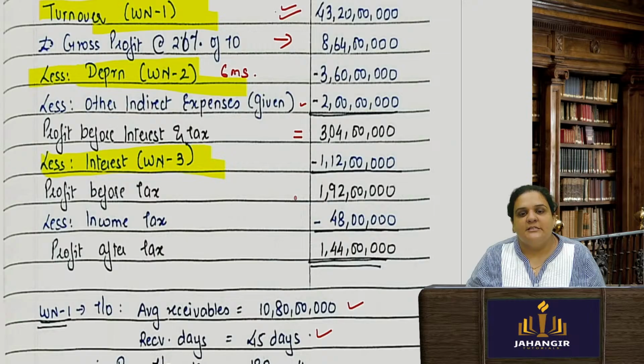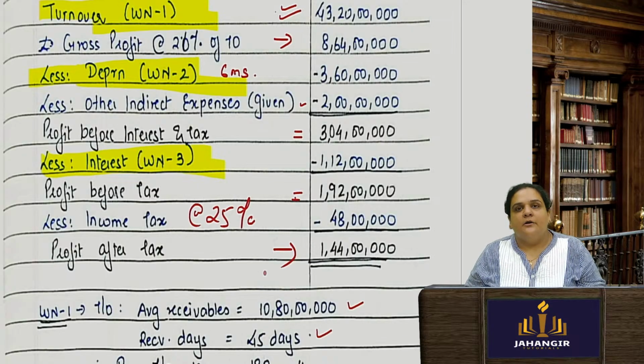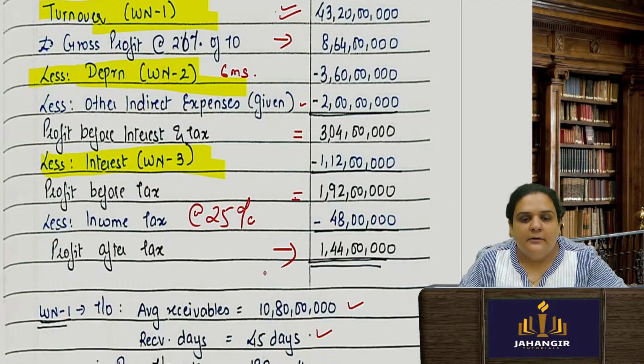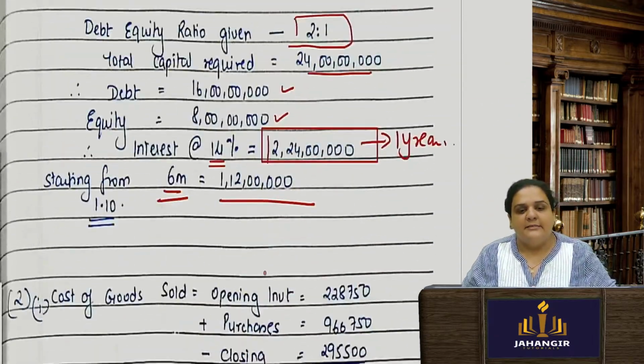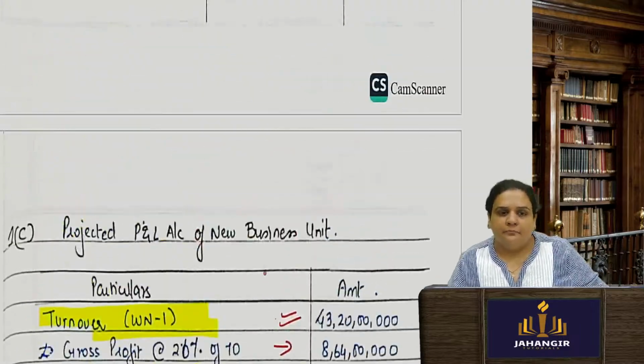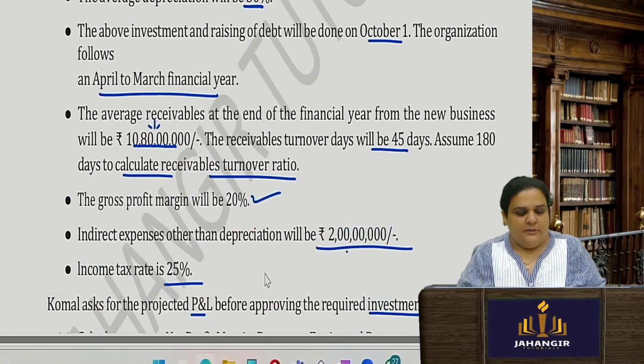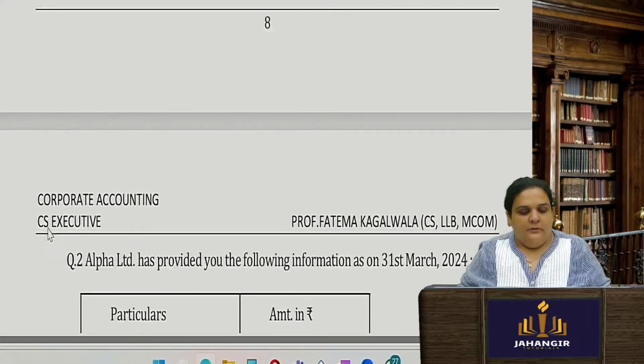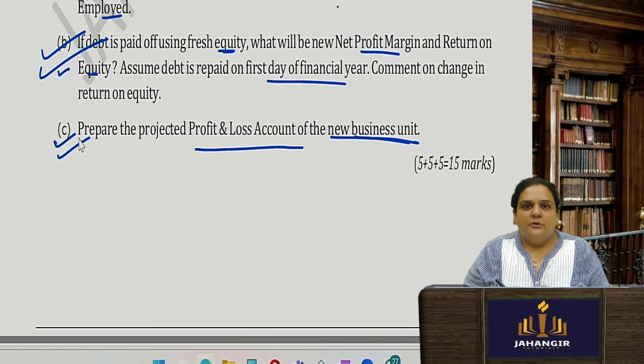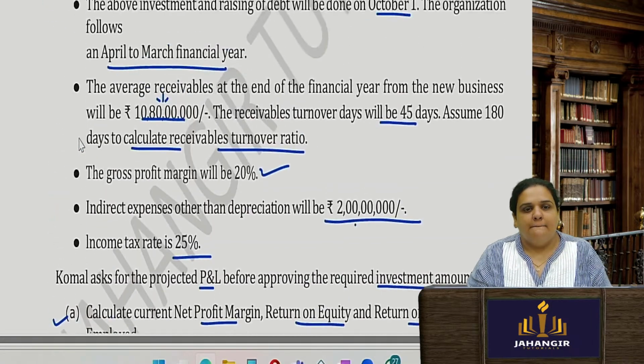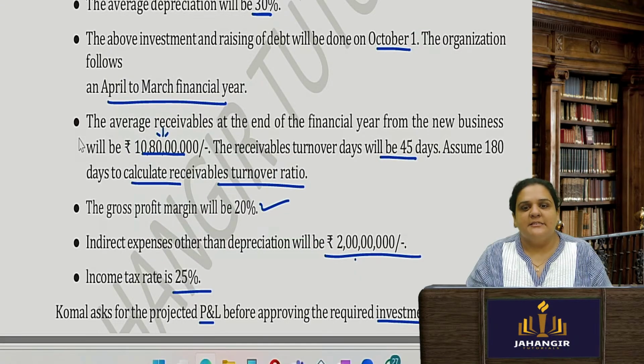Profit before tax is 1 crore 92 lakhs. Income tax rate is 25%. Therefore, profit after tax is 1 crore 44 lakhs. That is the estimated P&L of the new business unit. All three done. Okay, so though the question looks very big, everything is there in the question. We have to just put and solve it. Only this was tricky. Average receivables and receivables turnover.